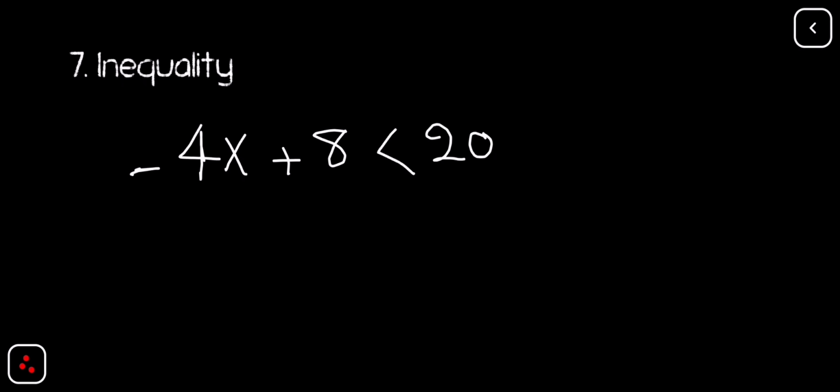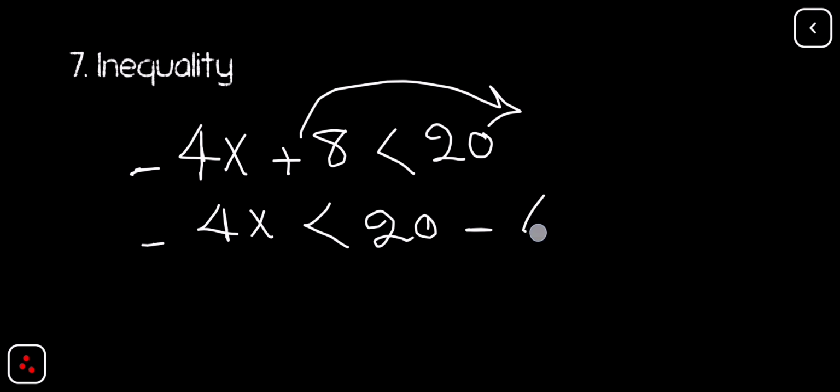Topic number 7 is inequality, and the question is minus 4x plus 8 is less than 20, and we have to find the x. So how can we find it? We will keep this minus 4x, and then less than 20, and the plus 8 goes to that side, which is minus 8. So minus 4x is less than 20 minus 8, which is 12.